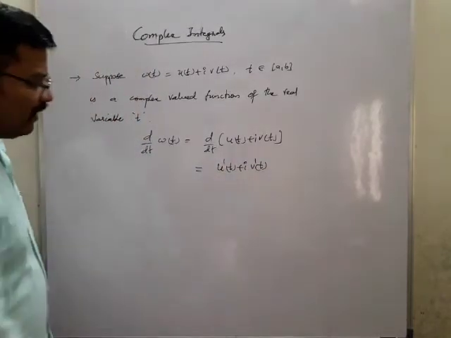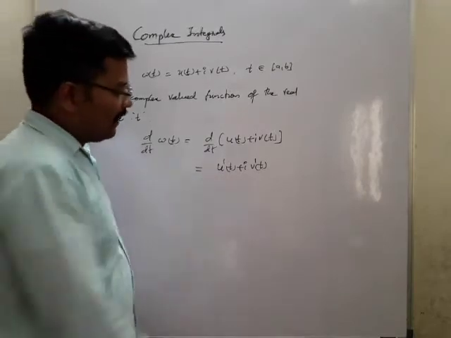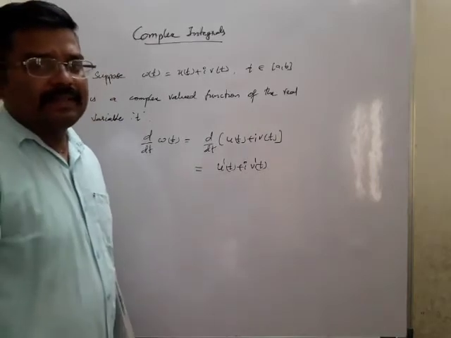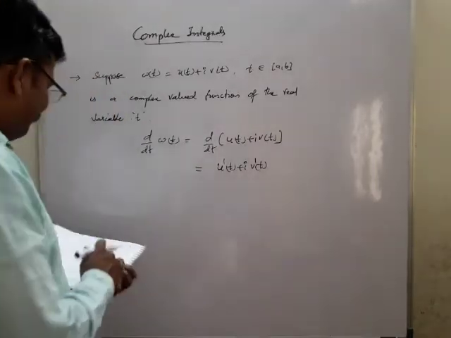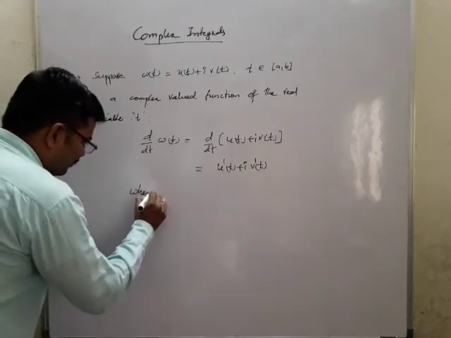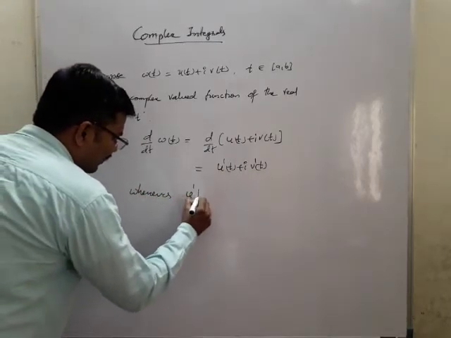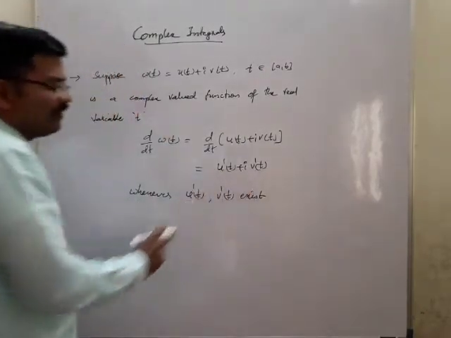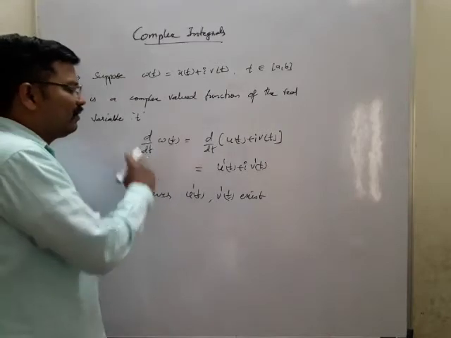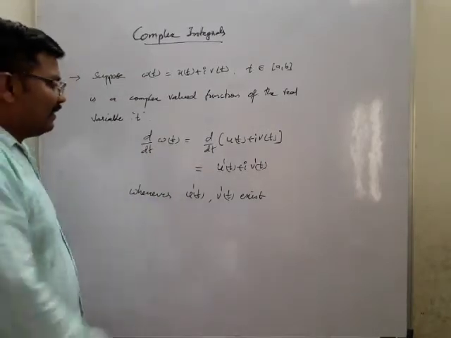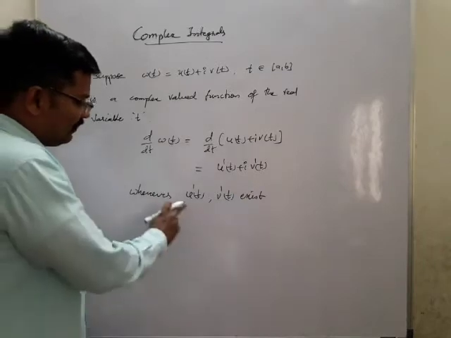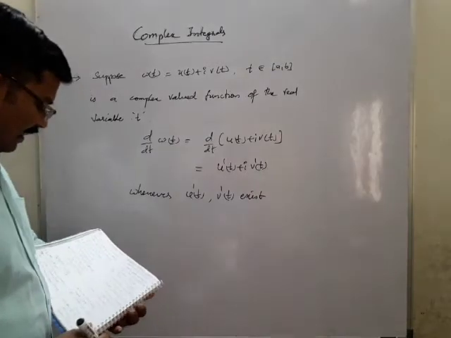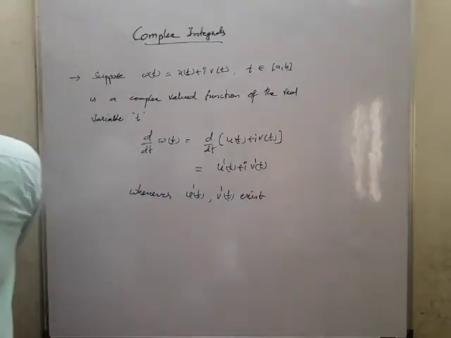Now it should be that u of t is differentiable as well as v of t is differentiable. The real part is differentiable as well as the imaginary part. Whenever u dash of t and v dash of t exist, then we are able to find the derivative d by dt of W of t. So the derivatives of the real part and the imaginary part should exist. Okay, so this is what we have taken.